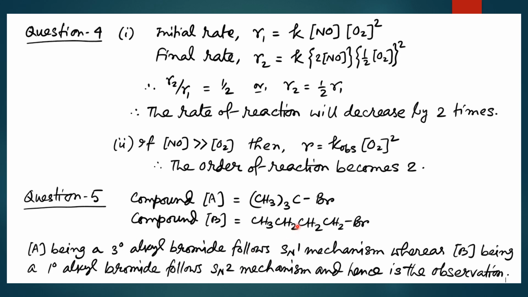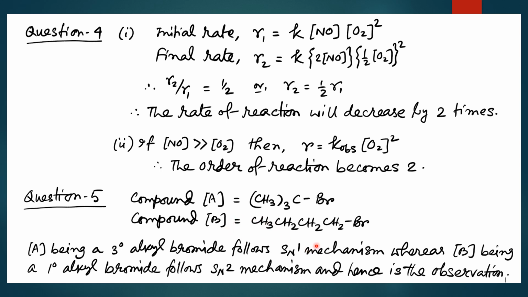In question number 5, compound A will be tertiary butyl bromide. So this is a 3-degree bromide. So it will undergo SN1 mechanism, and in SN1 mechanism, in the rate determining step, the KOH is not involved. So the rate will not depend on the concentration of OH minus. It will depend only on the concentration of A.